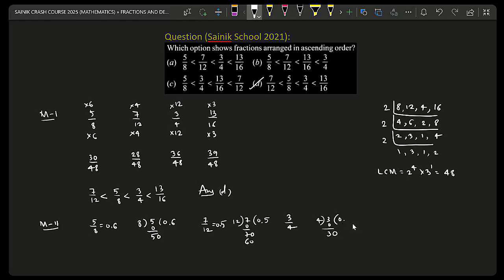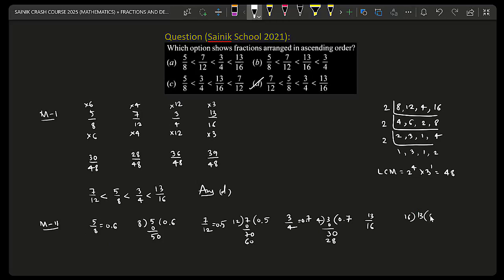Next, 4 sixes are 24. 4 sevens are 28. That's 0.7. And next we have 13 by 16. So divide 13 by 16.